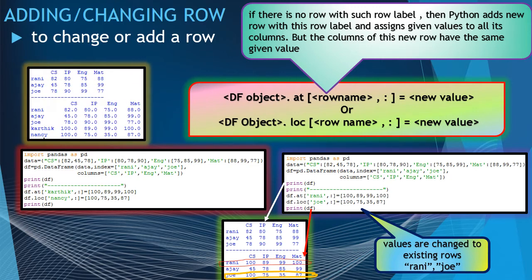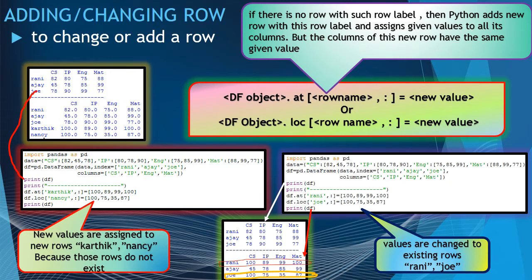And as you see here, I included Karthik and Nancy rows. These two rows do not exist in that data frame object, so they will be newly added. The Karthik and Nancy rows are added. While adding a new row, the data is automatically changed into float.